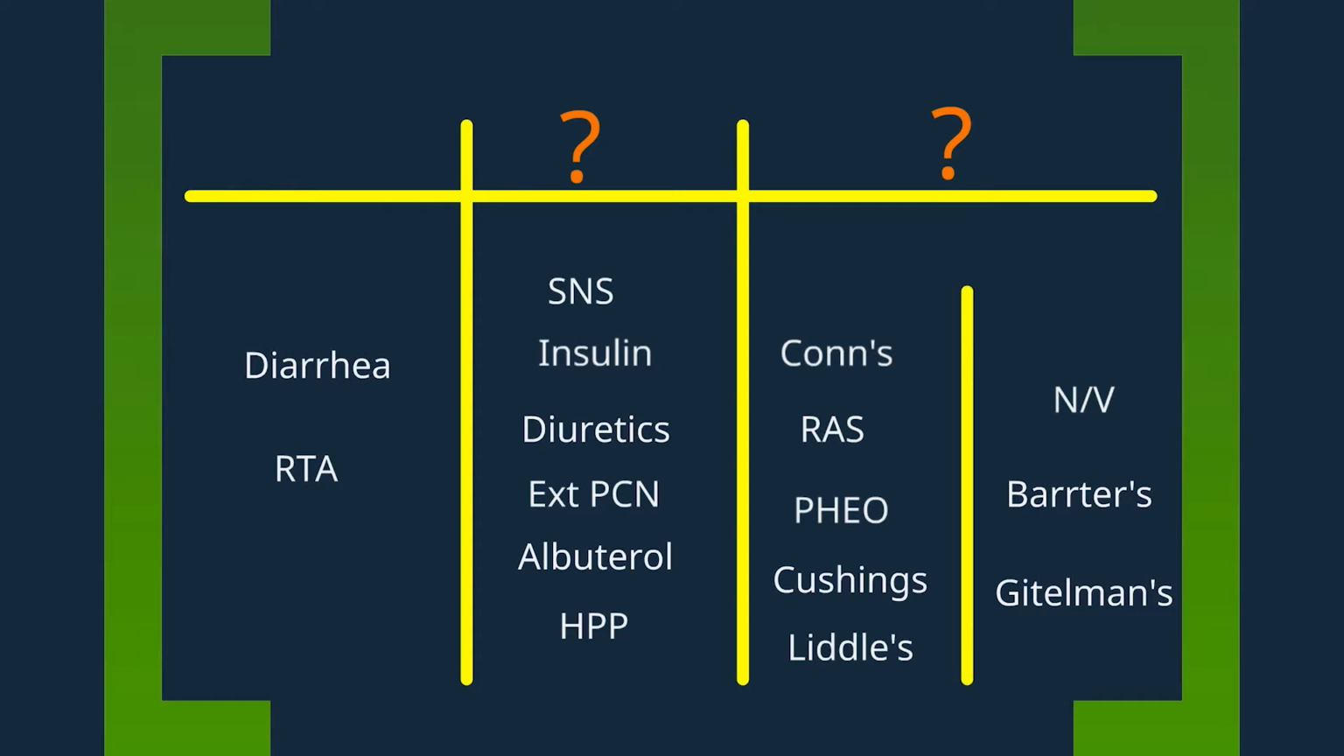Column 1, acidotic causes of hypokalemia. Column 2, neutral or shift causes of hypokalemia. And column 3, alkalotic causes of hypokalemia, further divided into hypertensive hypokalemia and normotensive hypokalemia.